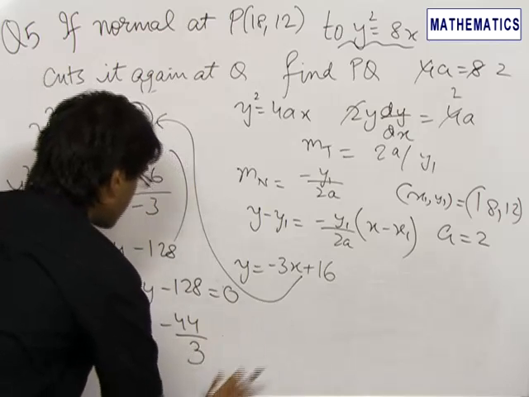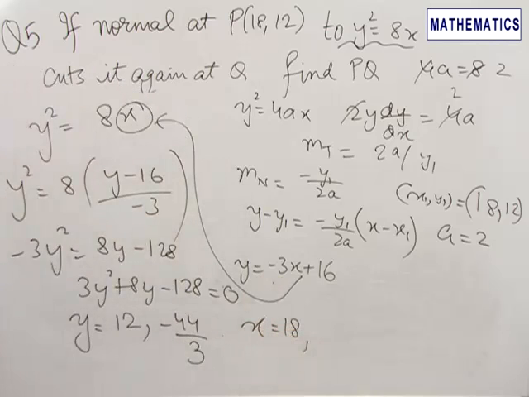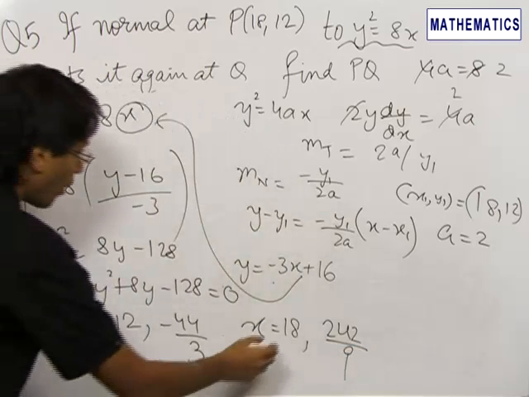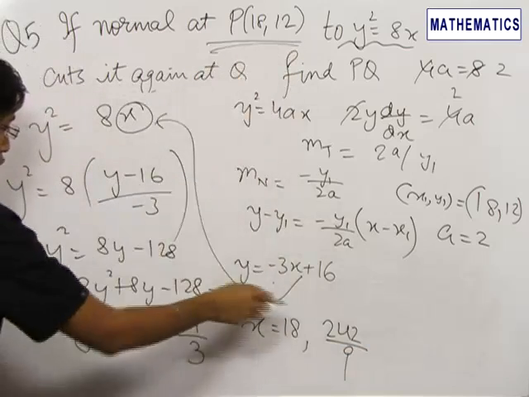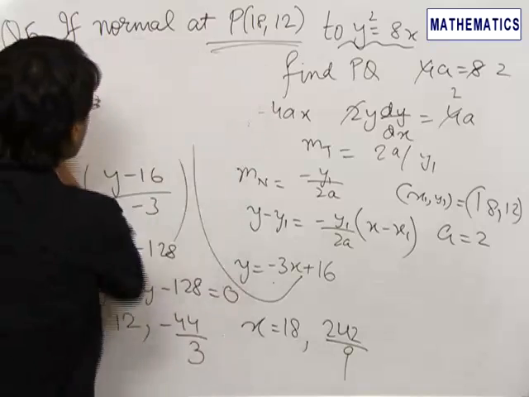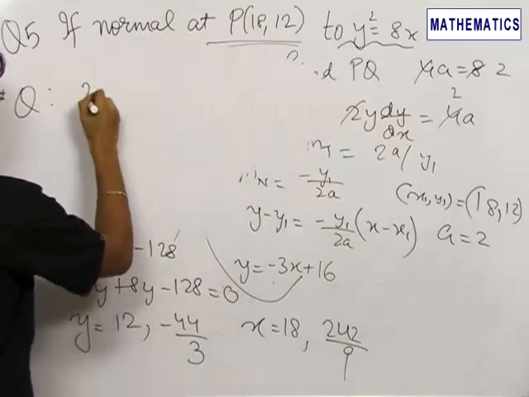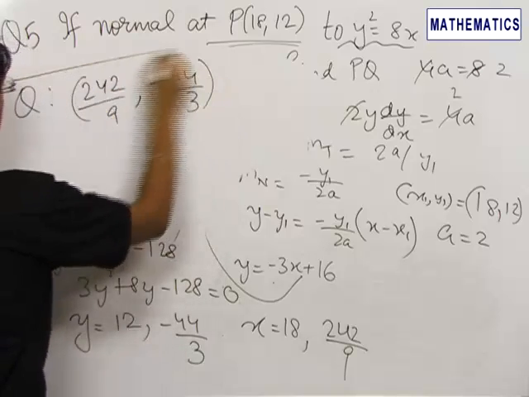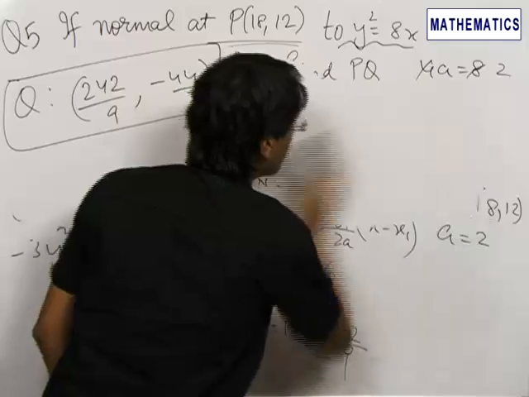On solving for x by putting the value of y in this equation, we get x as 18 and 242 by 9. Very clearly the point (18, 12) is the point P at which the normal has been made. So the other point, (242 by 9, minus 44 by 3), gives the coordinates of the point Q, and hence our Q is (242 upon 9, minus 44 upon 3). We can also solve this question by another method.